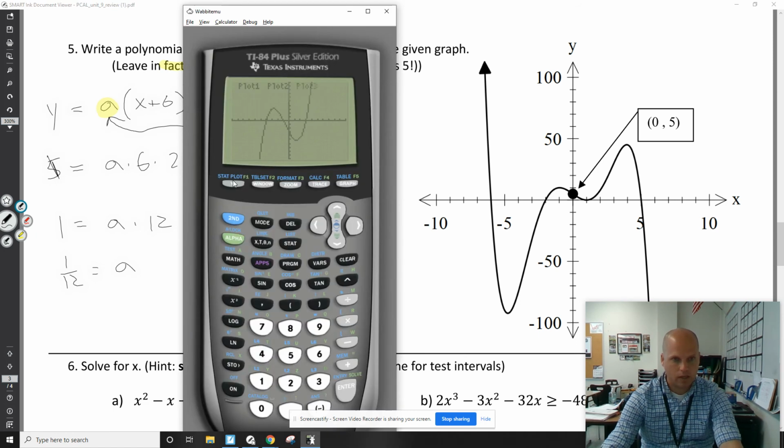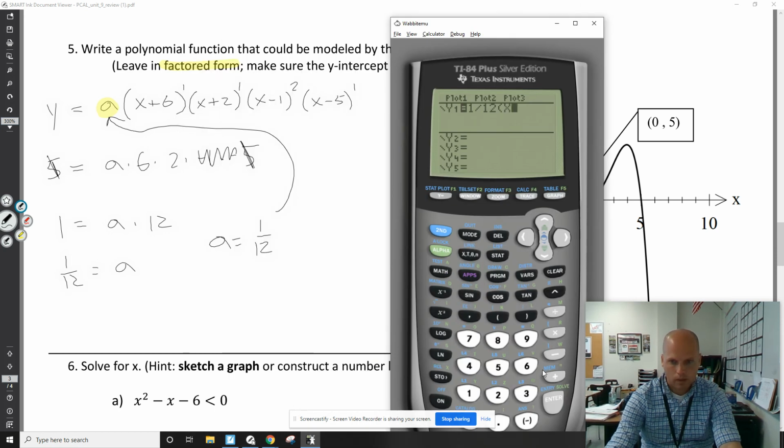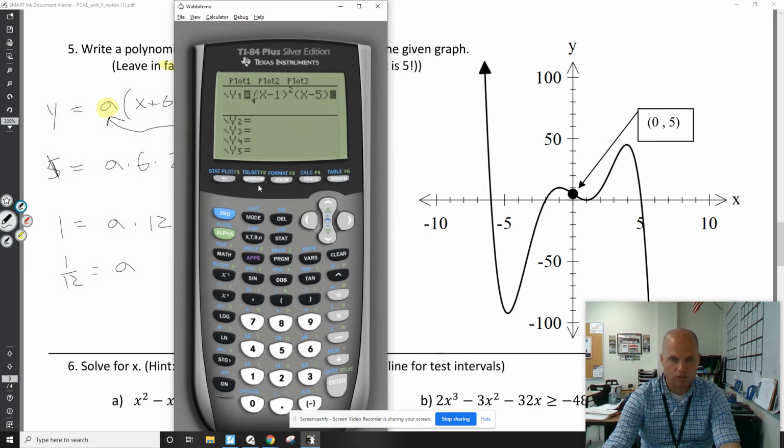I'm going to double check because I can. X plus 6, x plus 2, x minus 1 squared, x minus 5. I'll adjust my window so it's just like this, where we go from -10 to 10 on the x and -100 to 100 on the y's, and we should see the exact same graph.